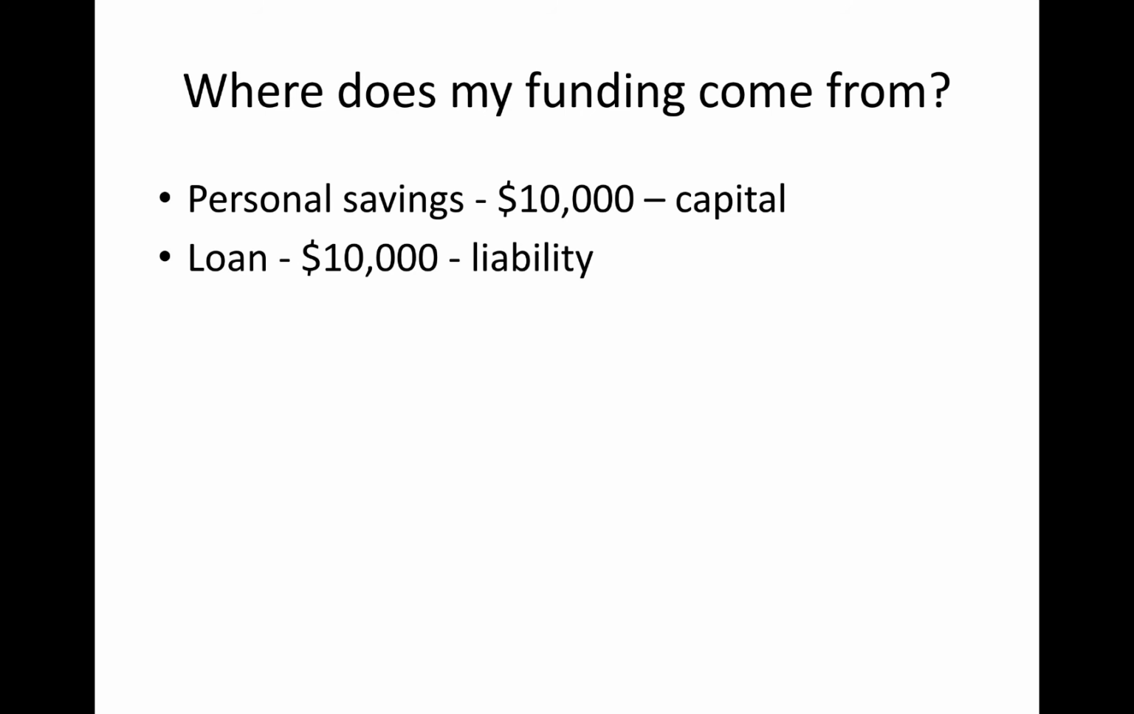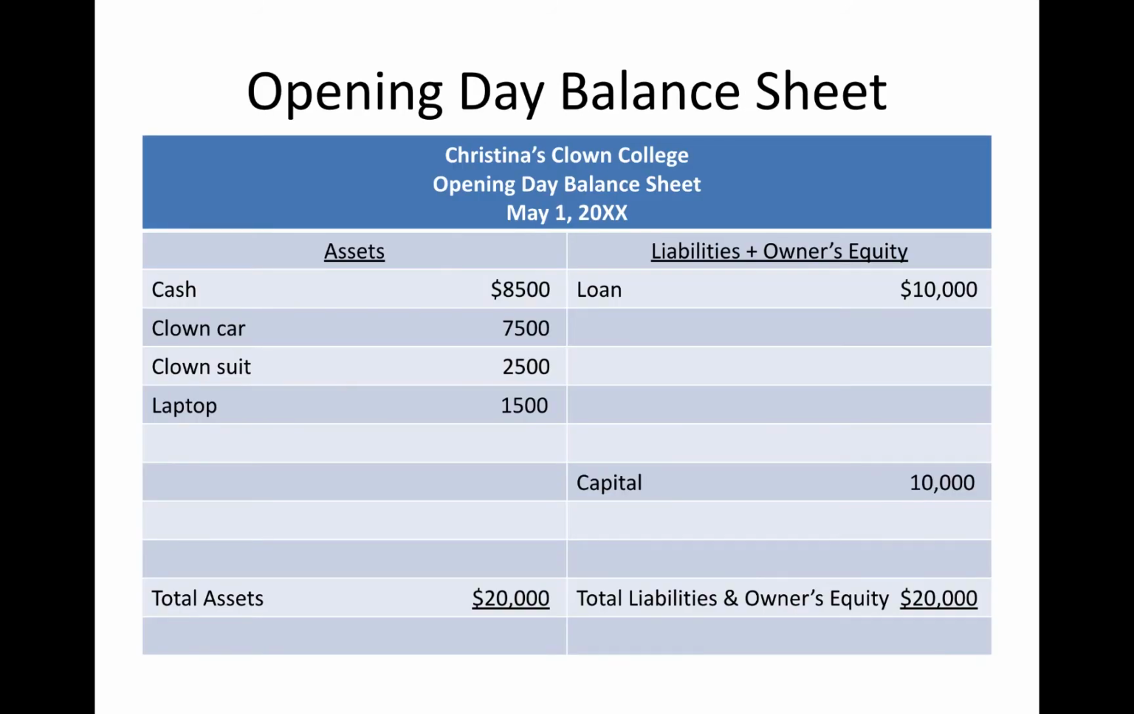So I've got everything that I'm purchasing for the business, but where's my money coming from? Well, let's say that I have $10,000 in capital that's coming from my personal savings, and I take out a $10,000 small business loan, and so that's a liability. My first financial statement is what we call the balance sheet. And the balance sheet basically shows us that we can account for all of our assets, all of our liabilities, and all of our capital.